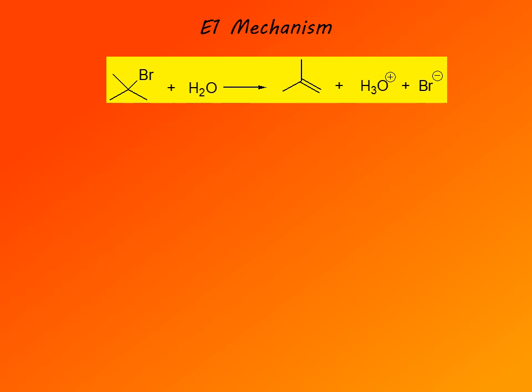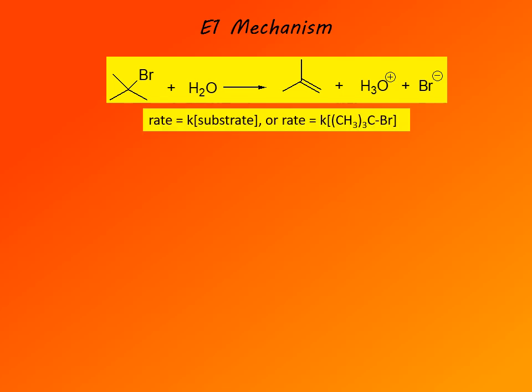Products are 2-bromobutane and an aqueous solution of hydrogen chloride, hydrochloric acid. Since this is a unimolecular mechanism, the reaction rate depends only on the concentration of the substrate. So the reaction rate depends on the rate constant and the concentration of the substrate, or as in this specific case, the rate constant and the concentration of tertiary butyl bromide.